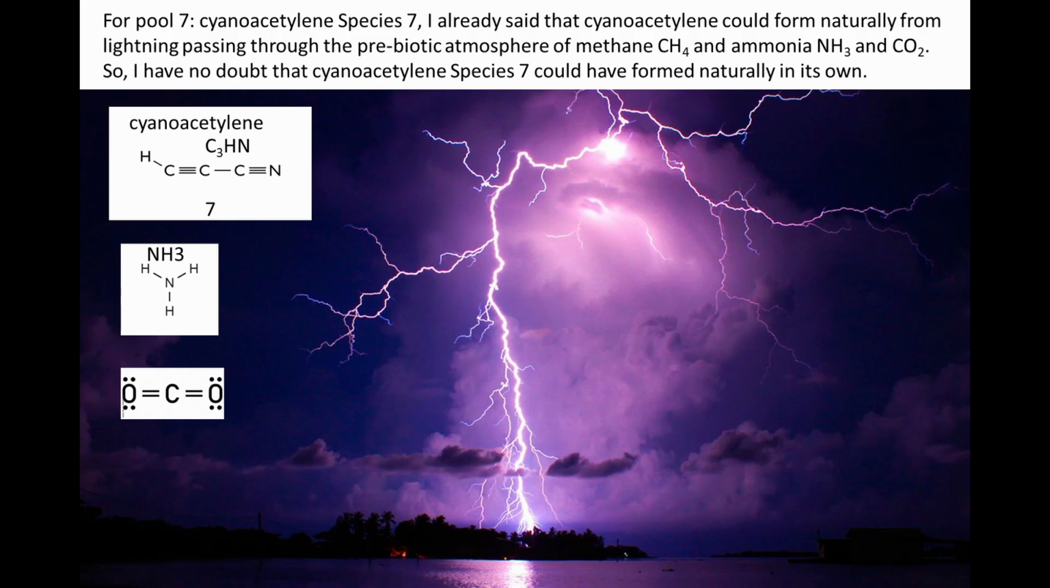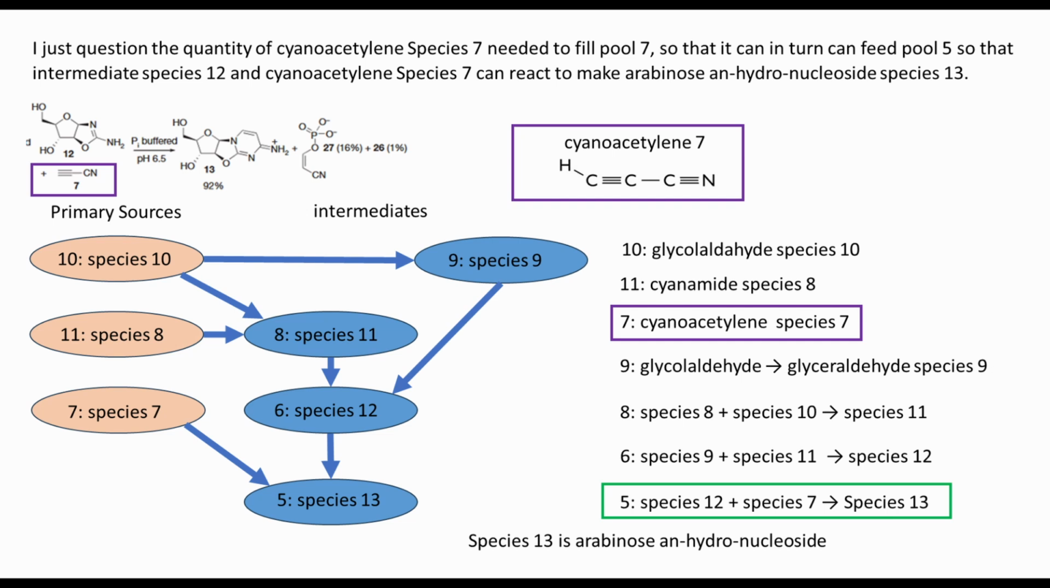For Pool 7, cyanoacetylene species 7. I already said that cyanoacetylene could form naturally from lightning passing through the prebiotic atmosphere of methane CH4, ammonia NH3 and CO2. So, I have no doubt that cyanoacetylene species 7 could have formed naturally on its own. I just question the quantity of cyanoacetylene species 7 needed to fill Pool 7, so that it can feed Pool 5, so that intermediate species 12 and cyanoacetylene species 7 can react to make arabinose anhydronucleoside species 13.